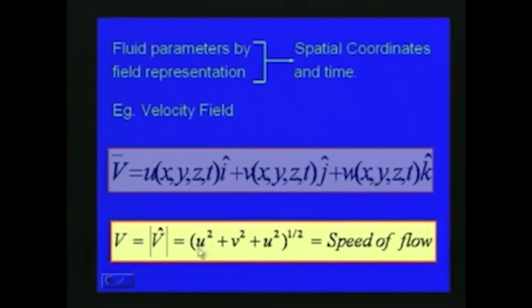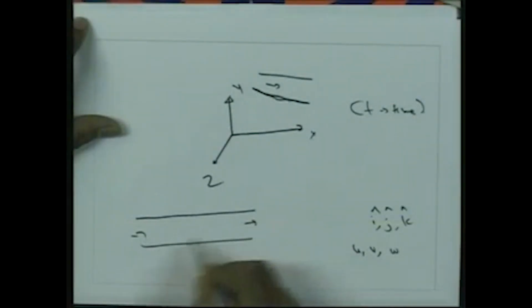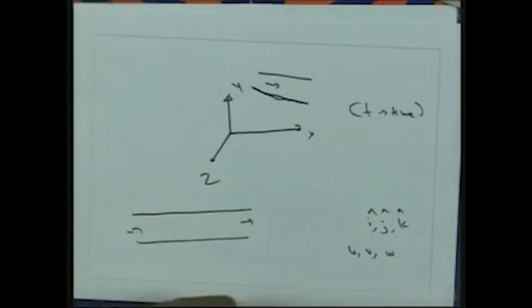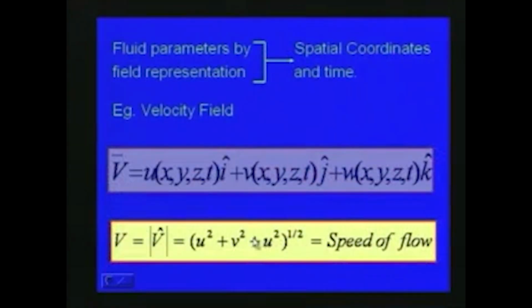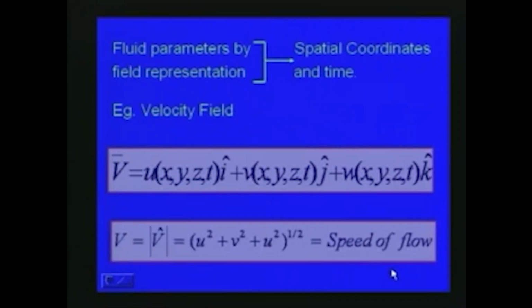And then finally the speed of flow, when we are considering a pipe flow, or an open channel flow, or any kind of flow, we can represent as the absolute value of v, which is the square root of u square plus v square plus w square, as shown in this slide. So the speed of flow is the square root of u square plus v square plus w square. The velocity field is generally represented as a function of spatial coordinates x, y, z and time.